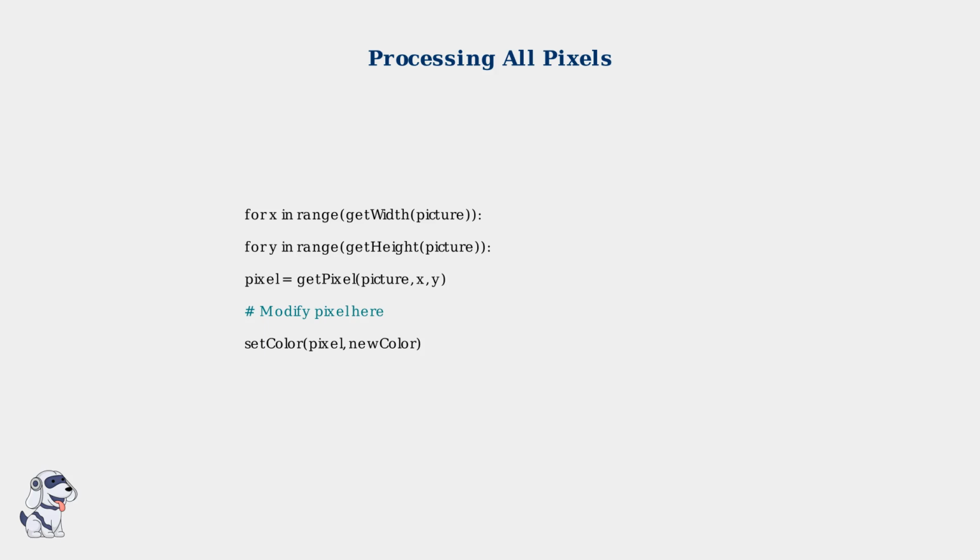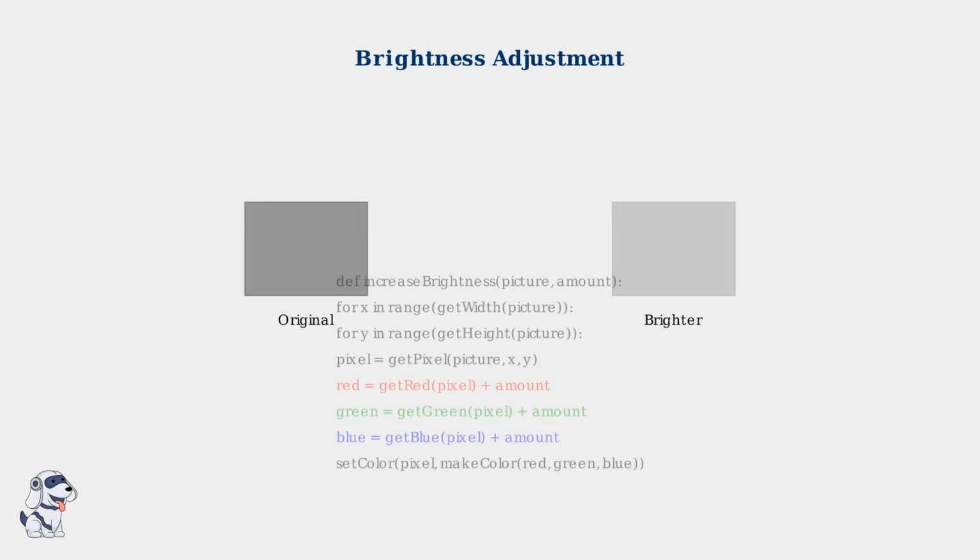The real power comes from using loops to process every pixel in an image. We use nested for loops to iterate through all x and y coordinates. This allows us to apply transformations to the entire image systematically. One common image manipulation is adjusting brightness. We can make an image brighter by adding a value to each RGB component, or darker by subtracting a value. We must ensure the values stay within the 0 to 255 range.